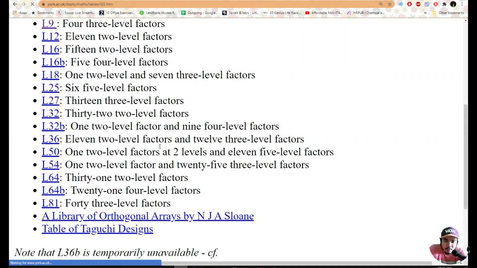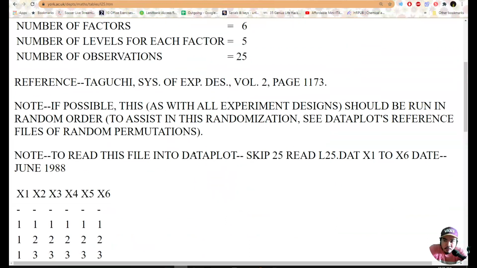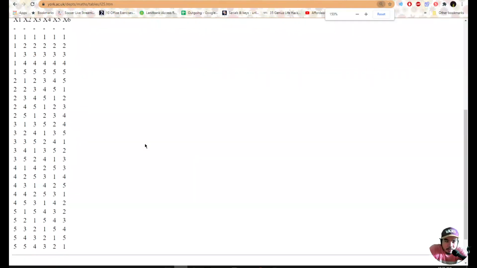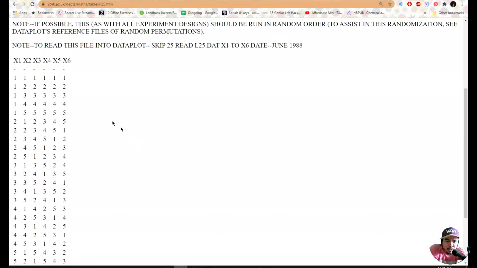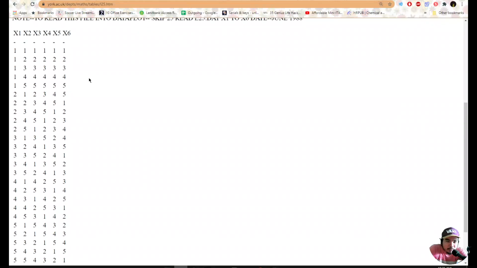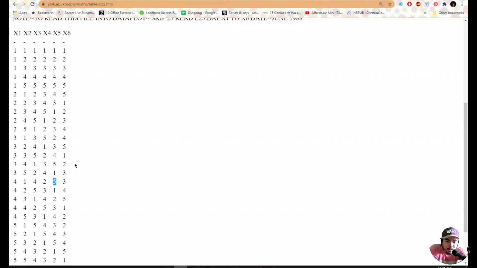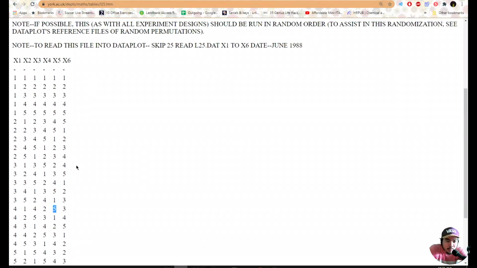Let's look at L25. L25 is ganito siya. So ito yung factors x1, x2, x6. Tapos naka 5 levels siya, no? Okay to kasi pagka more than 3 levels na, you can see na umabot siya ng 5 levels. So this is a heavy na optimization run, no?